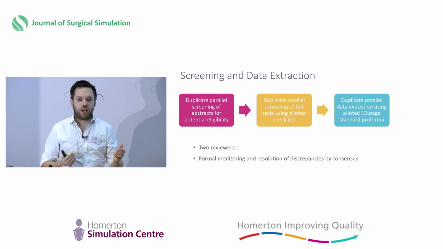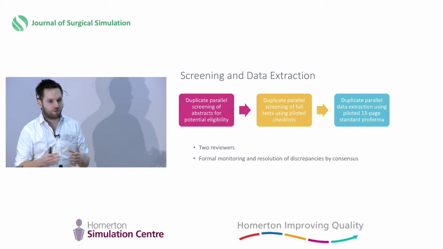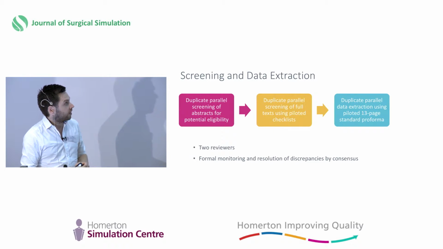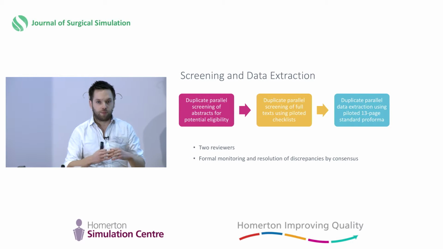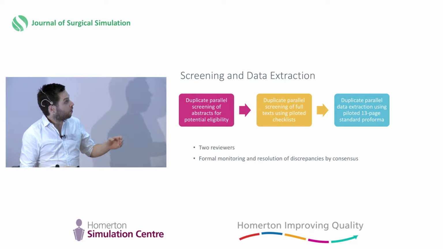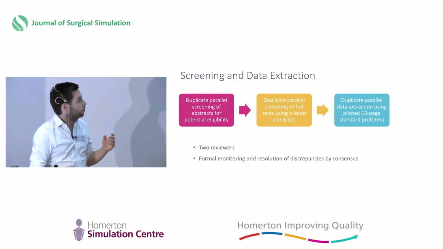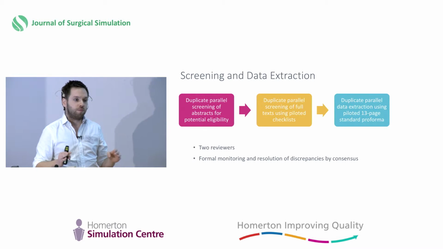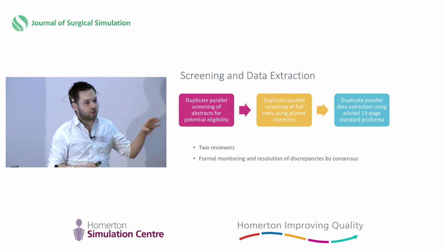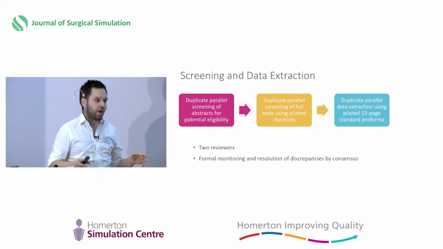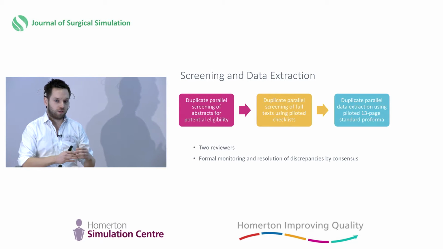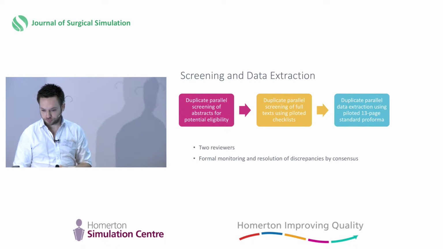And we used piloted checklists to do that, to make sure that everything was nice and traceable and reproducible. And then we went through the data extraction process using a 13-page standard and piloted pro forma. Through the first 2 stages, there was no disagreement at any point between either of the reviewers. And in the last stage, the only disagreements were to do with missing information, so information that had been missed in the text, rather than disagreements in meaning.